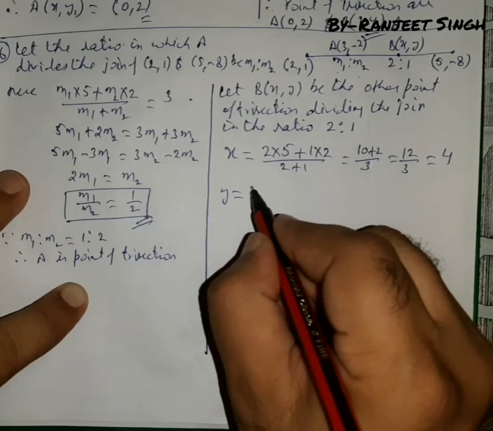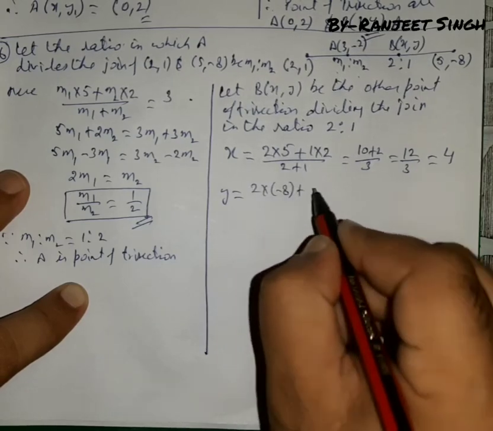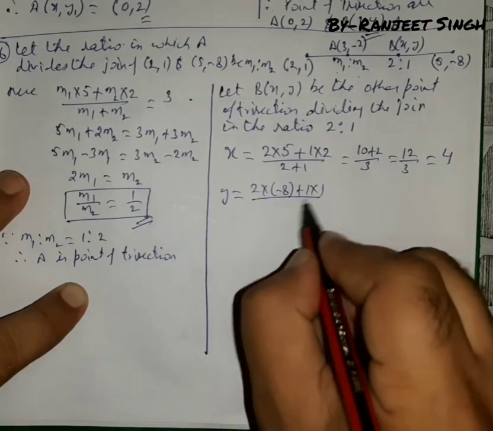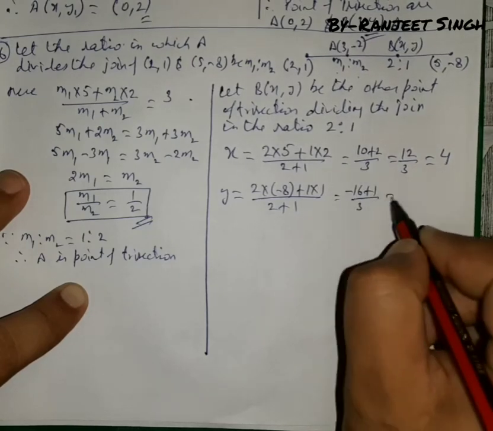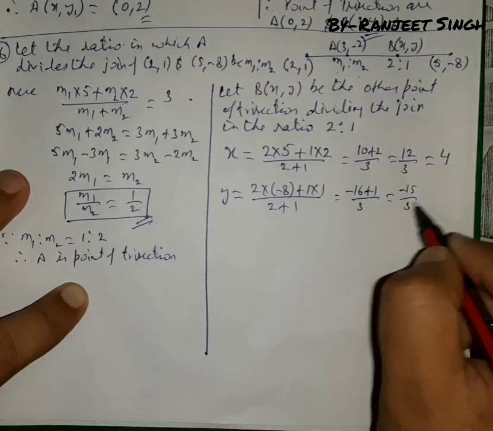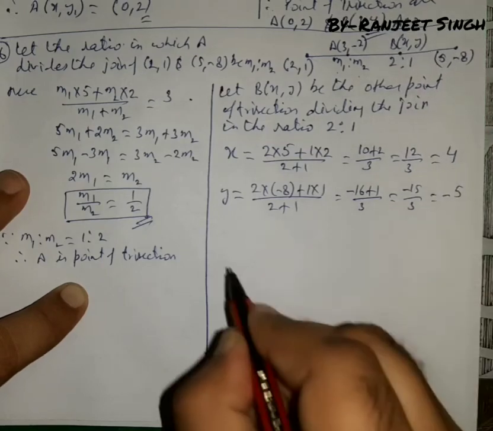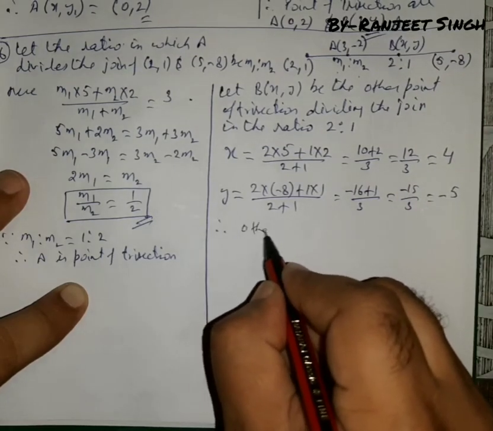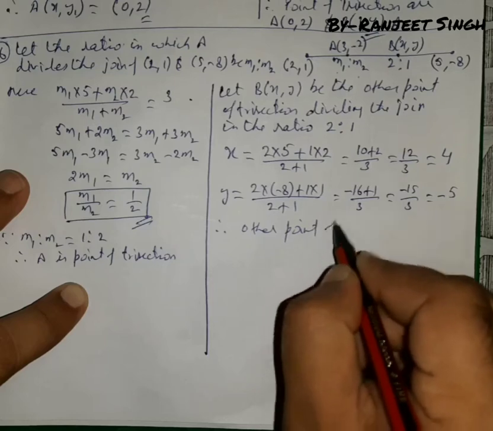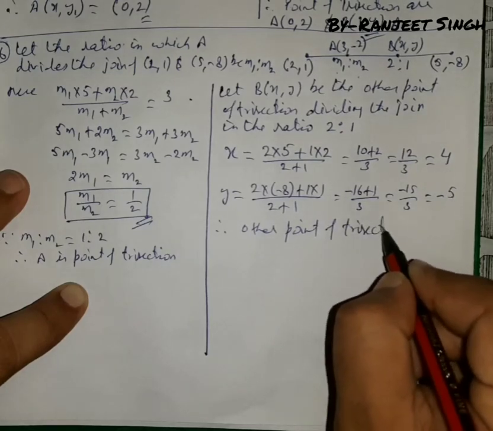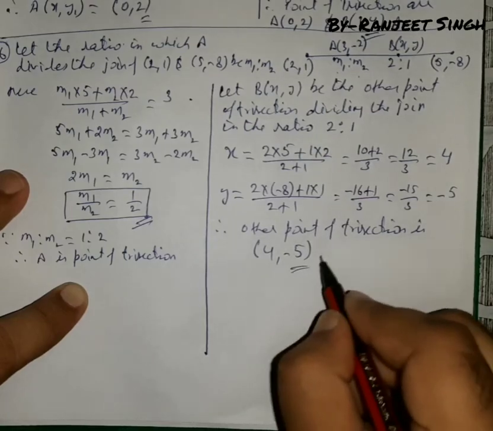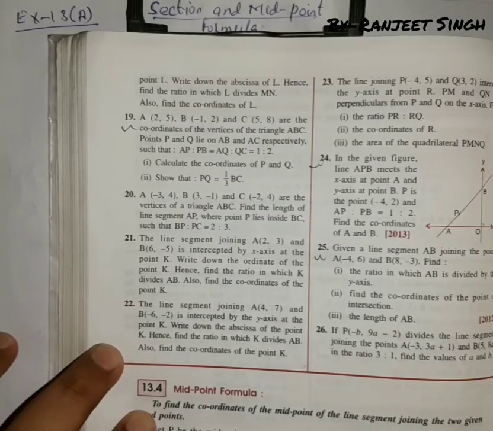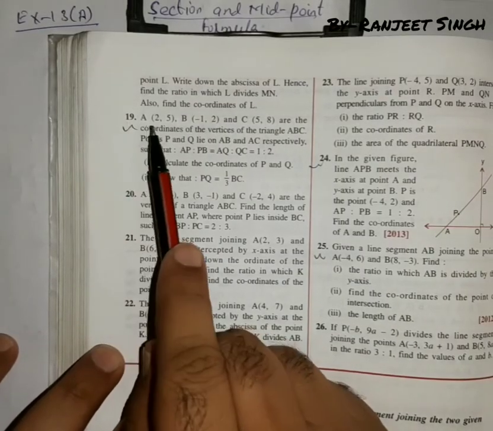And y is equal to (2 multiply -8 plus 1 multiply 1) over (2 plus 1), so -16 plus 1 over 3, that is -15 over 3, so that will be equal to -5. Therefore the other point of trisection is (4, -5). Now I'm taking the next question, question number 19.